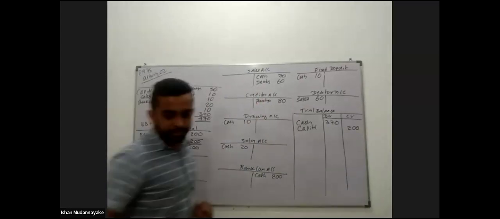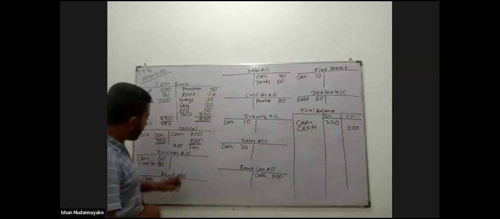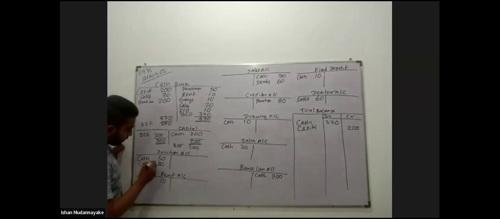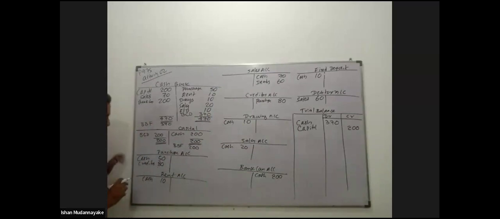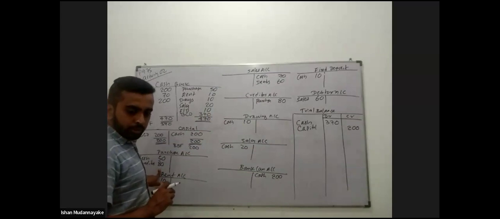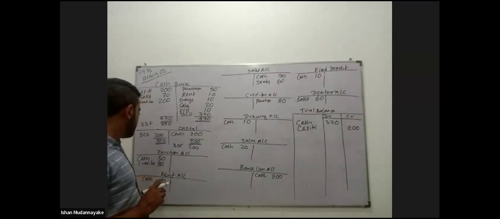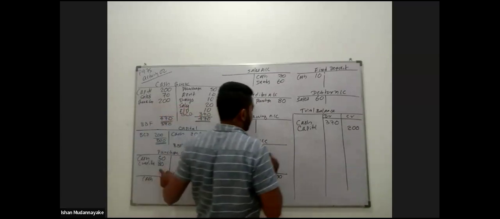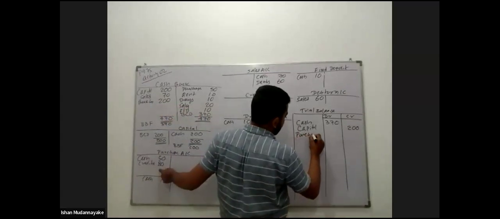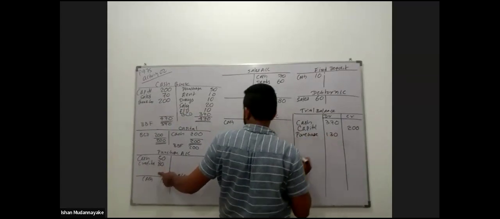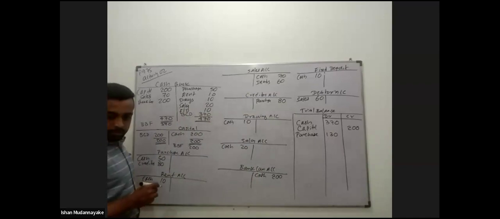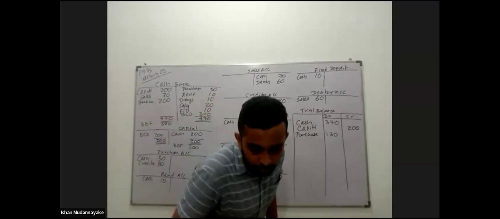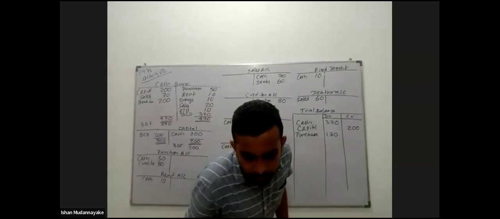Cash book balance 370, cash. Capital balance 200, credit side. Purchase account: after balancing the purchase account, the balance comes from the debit side. How much? 130 debit side, purchases. Print account, debit side. If you properly balance the print account, it is the debit side.